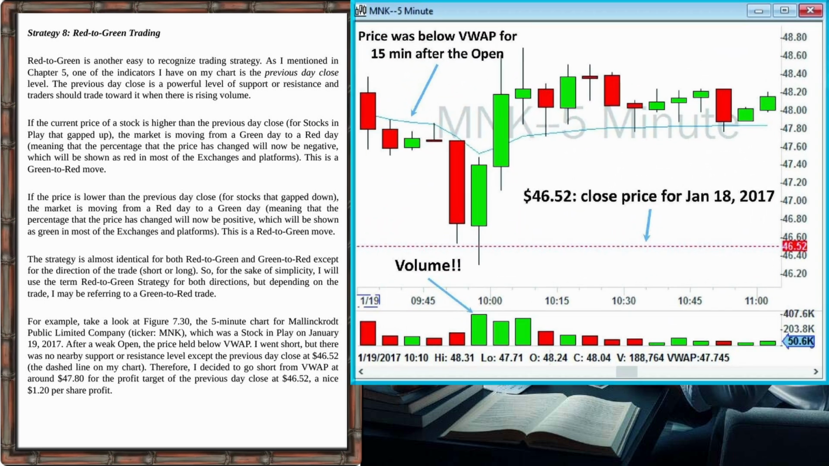For example, take a look at Figure 7.30, the 5-minute chart for Mallinckrodt Public Limited Company, ticker MNK, which was a stock in play on January 19, 2017. After a weak open, the price held below VWAP. I went short, but there was no nearby support or resistance level except the previous day close at $46.52, the dashed line on my chart. Therefore, I decided to go short from VWAP at around $47.80 for the profit target of the previous day close at $46.52, a nice $1.20 per share profit.